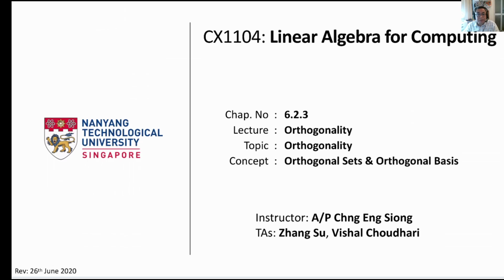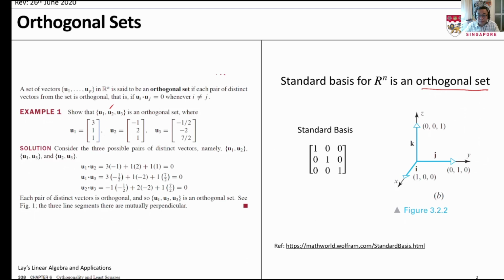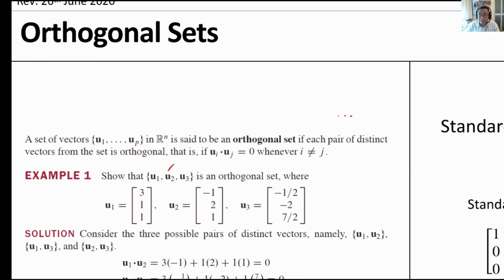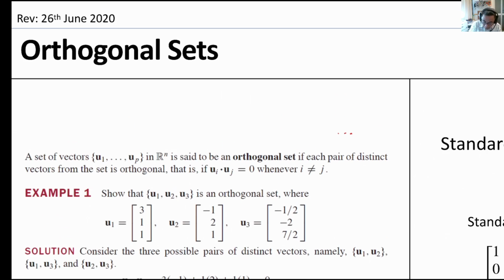This is CX1104, section 6.2.3, orthogonal sets and orthogonal bases. Orthogonal sets. Here we are dealing with a set of vectors. For example, u1 to up in Rn means u1 belongs to Rn as well as u2 belonging to Rn, and so on.